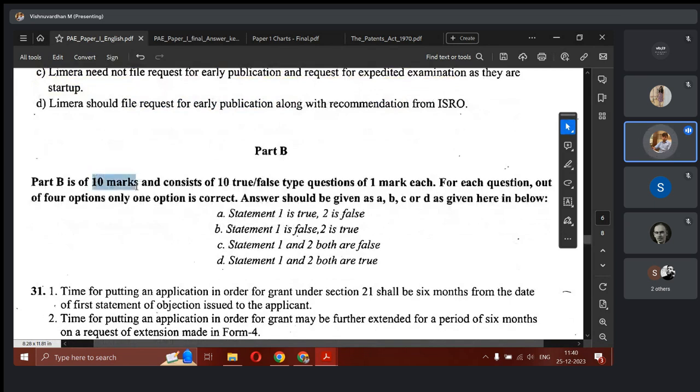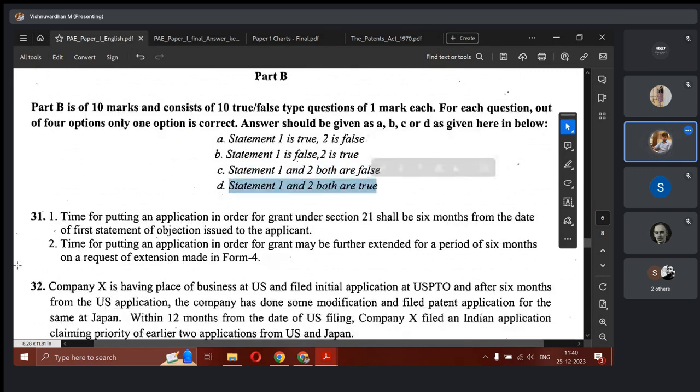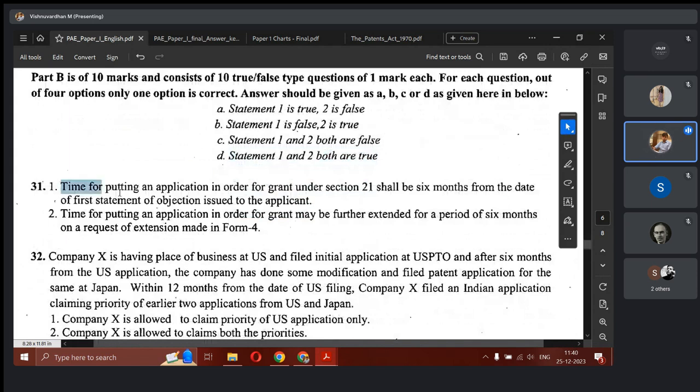Cool. So part B is of 10 marks and consists of 10 true or false questions. Okay. So A is statement 1 is true, 2 is false. That means 1, 0. Then B is statement 1 is false, 2 is true, so 0, 1. Statement 1 and 2 are both false, so 0, 0, and statement 1 and 2 both are true, so 1, 1.